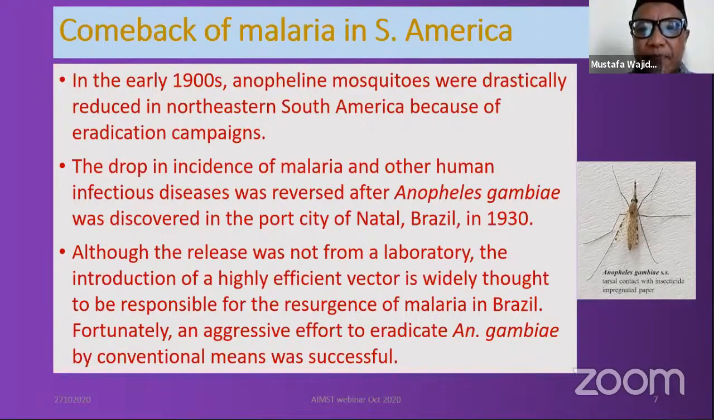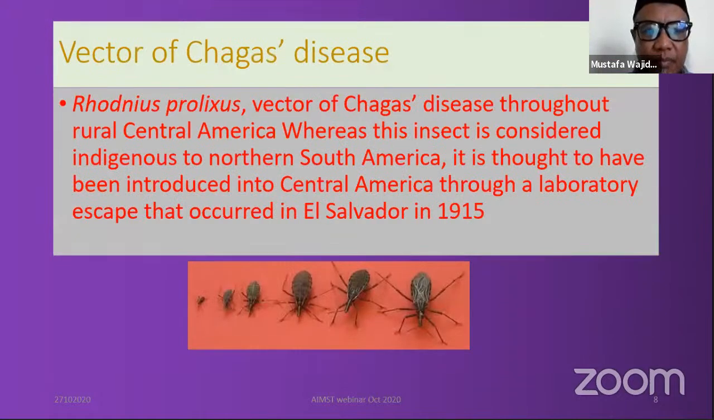For example, it's been documented that Aedes aegypti has reached the USA, United States of America, because they import a lot of tires. And as you know, the Aedes aegypti, their eggs can survive outside water. And when they come into contact with water, then the eggs hatch and they get larvae, and of course the adults, which then become the vectors.